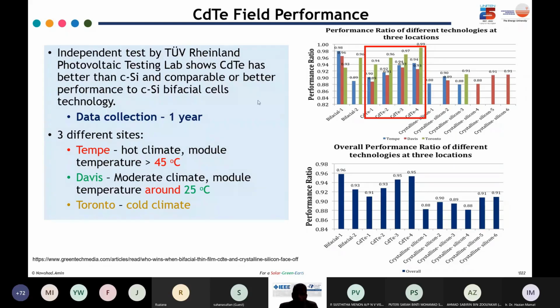It shows that cadmium telluride has the highest performance ratio compared to others, especially in hot climate conditions. In hot climate, it shows almost 0.95 performance ratio, which is almost similar to bifacial crystalline silicon solar cells, which are quite expensive in fact. So it is quite neck and neck in terms of performance ratio. It tells us the good thing that you can go with cadmium telluride in hotter climates, because there it will produce more.